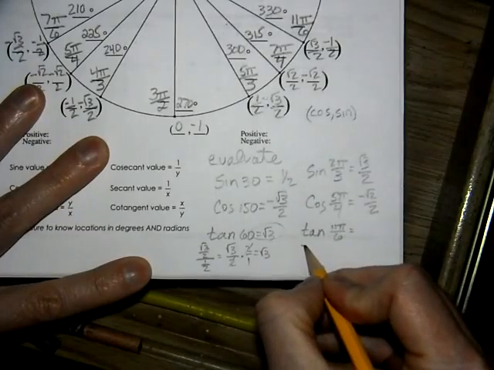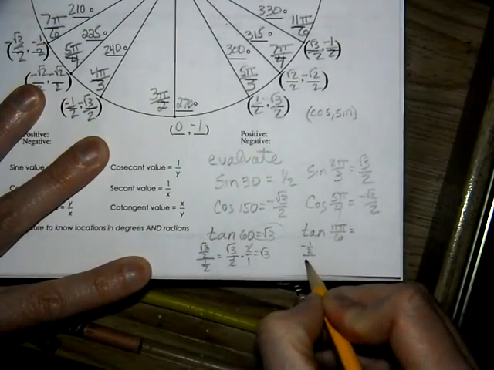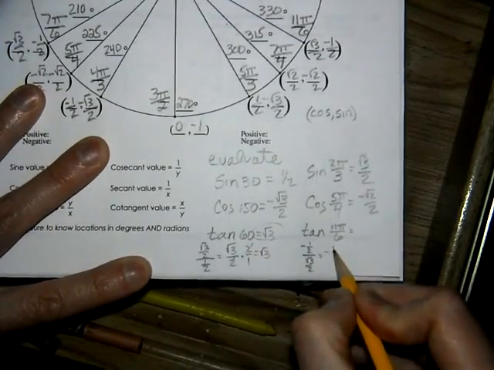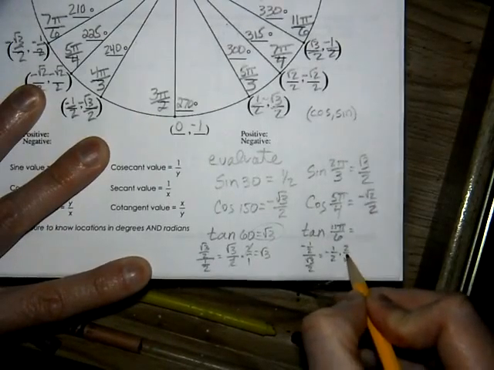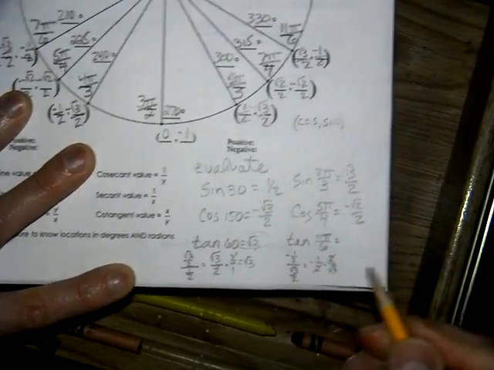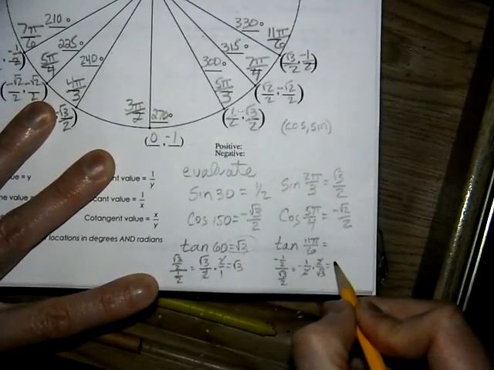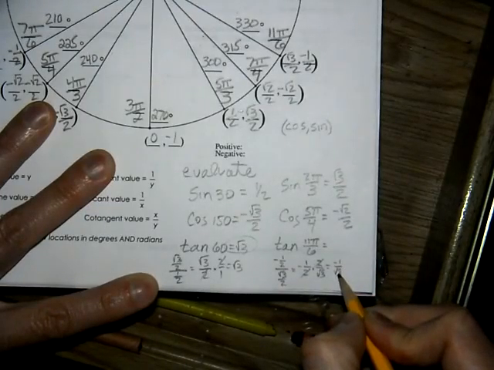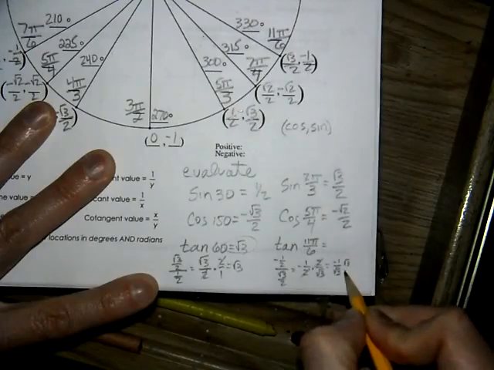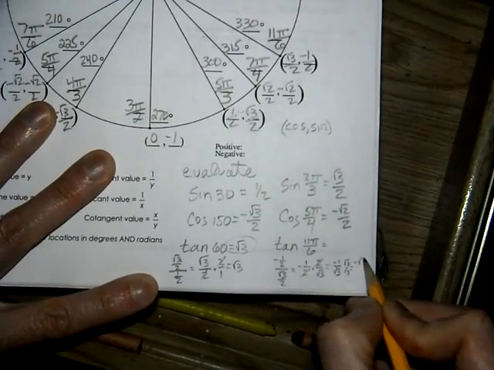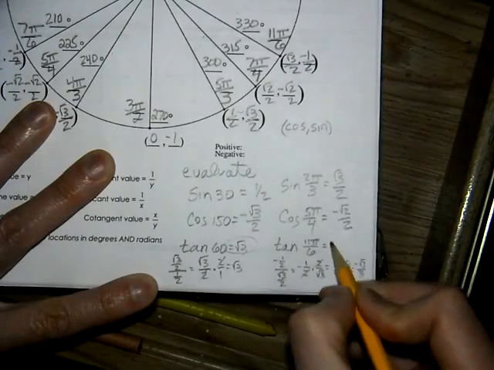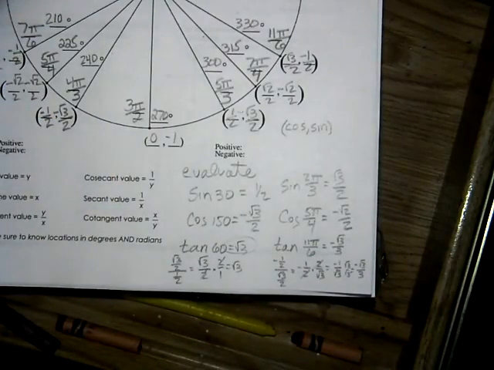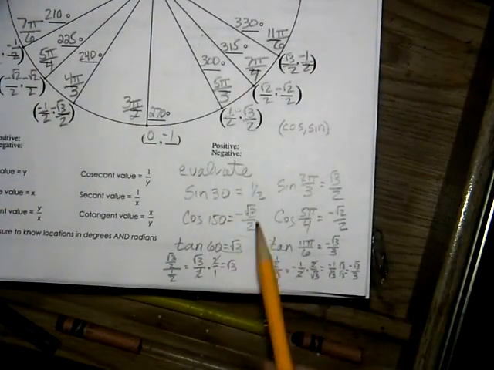Y over x. Negative 1/2 over x, which is root 3 over 2. Well, to answer that, we multiply by the reciprocal. The 2's can cross out. And we're left with negative 1 over root 3. Well, we can't have a radical left in the denominator. We have to rationalize the denominator, so we end with negative root 3 over 3. So those are some examples of evaluating.